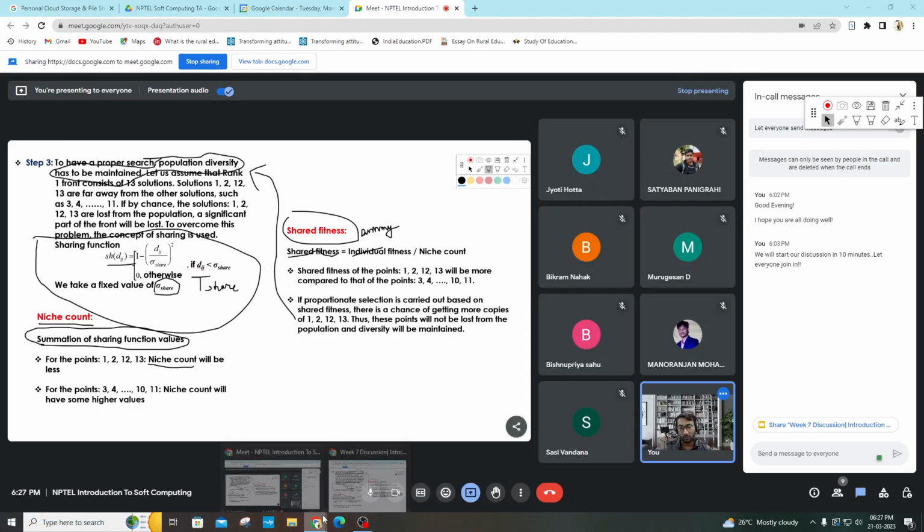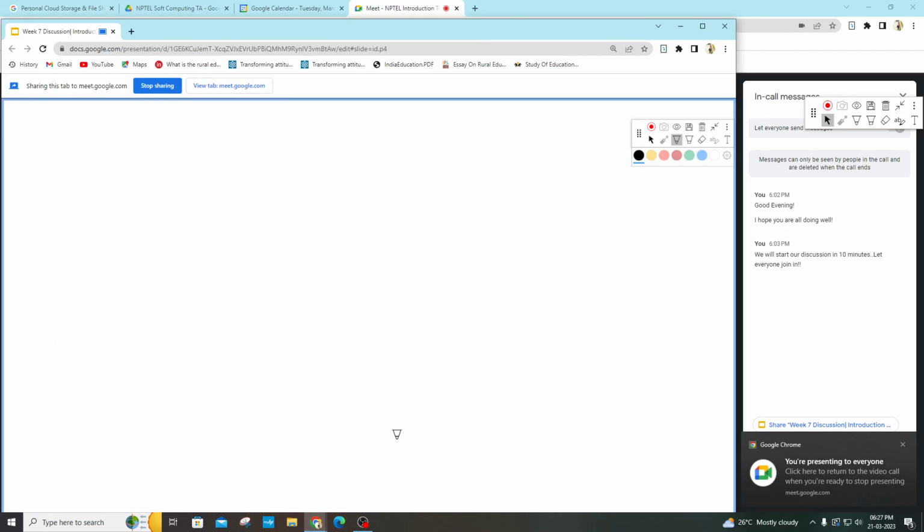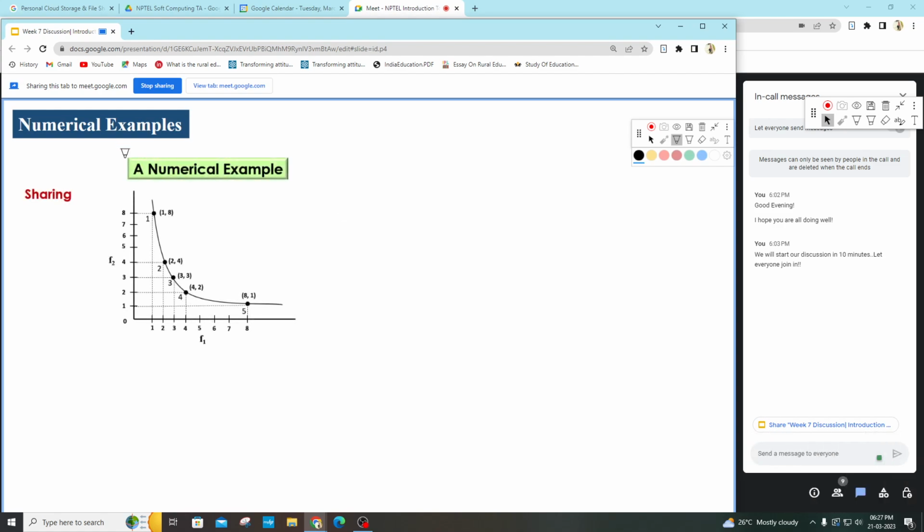Okay, so let me give you this concept with a numerical example that will be more clear. This is the numerical example. We have been given a front with 5 points: 1, 2, 3, 4 and 5, and you have coordinates for all these points. In this figure we can see that points 2, 3 and 4 are very close to each other, but the first point and fifth point are far away from each other.